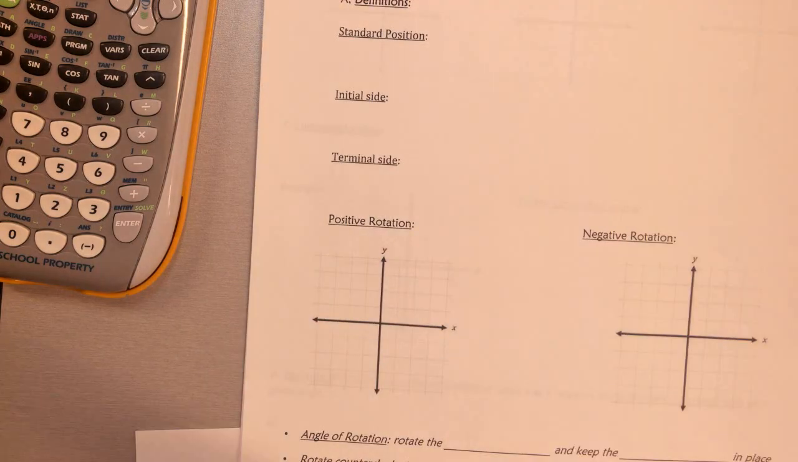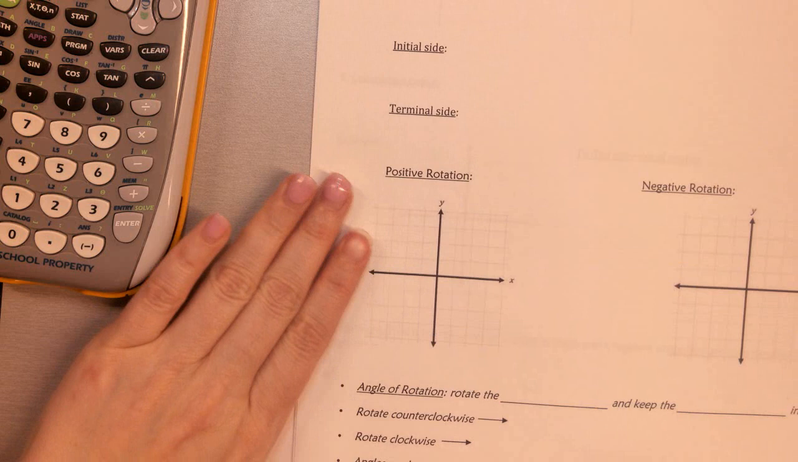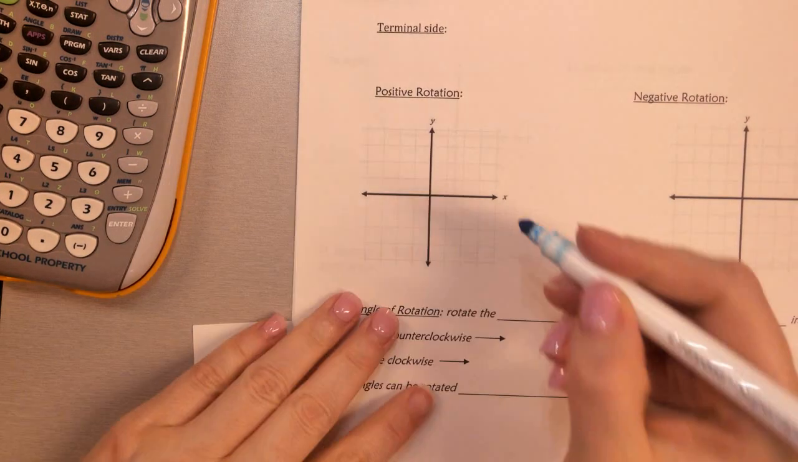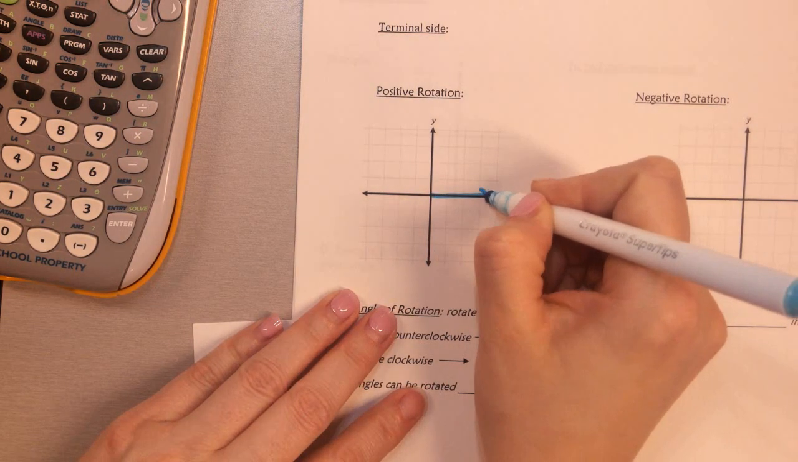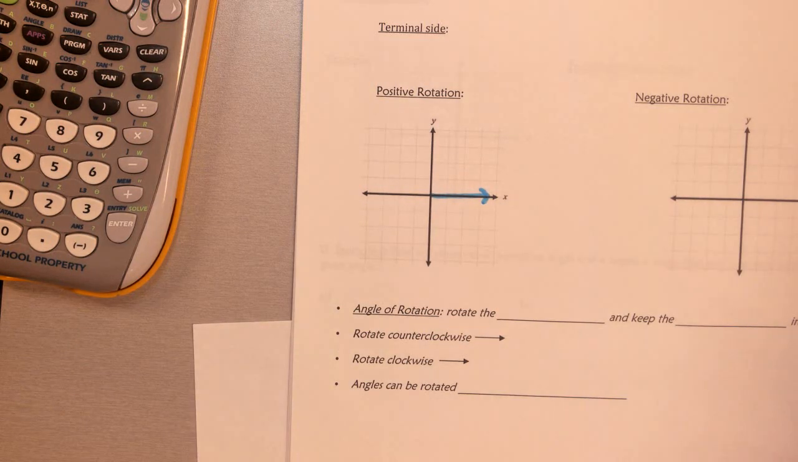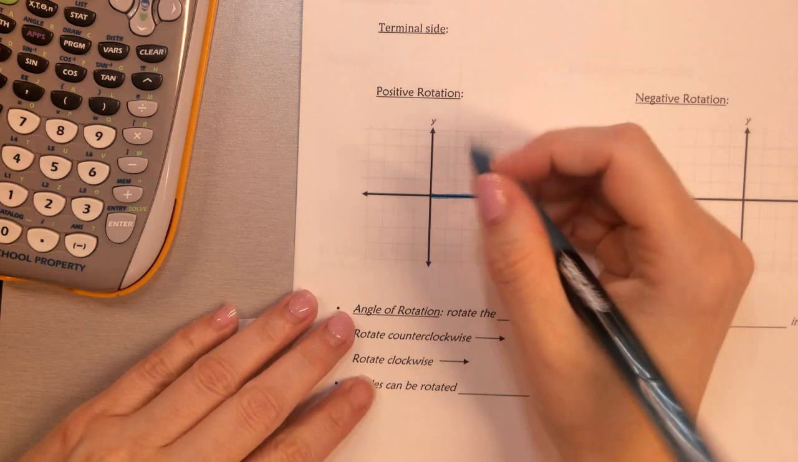Alright, and then we're going to start the positive rotation. On your positive rotation, we're going to do the initial side first. That is going to be on the positive side of the x-axis. That's what we call the initial side.